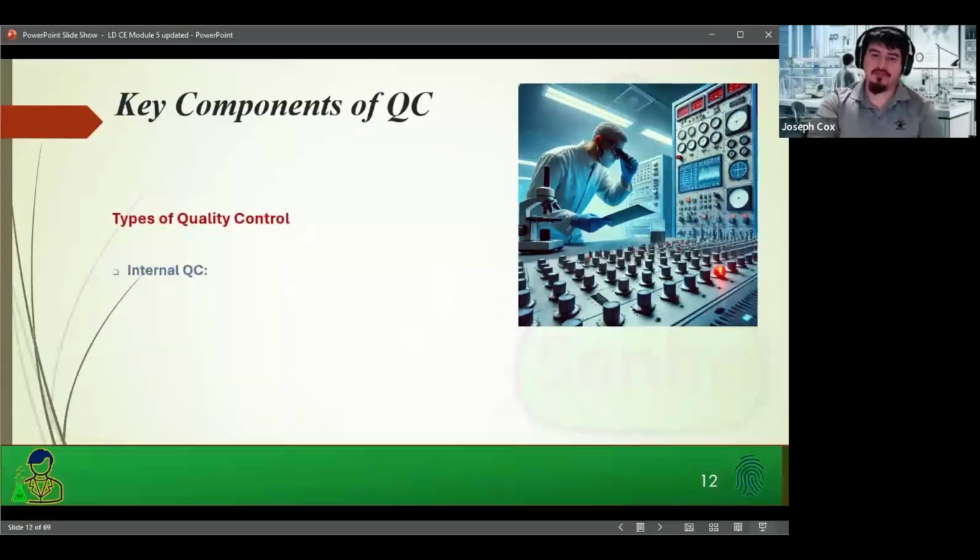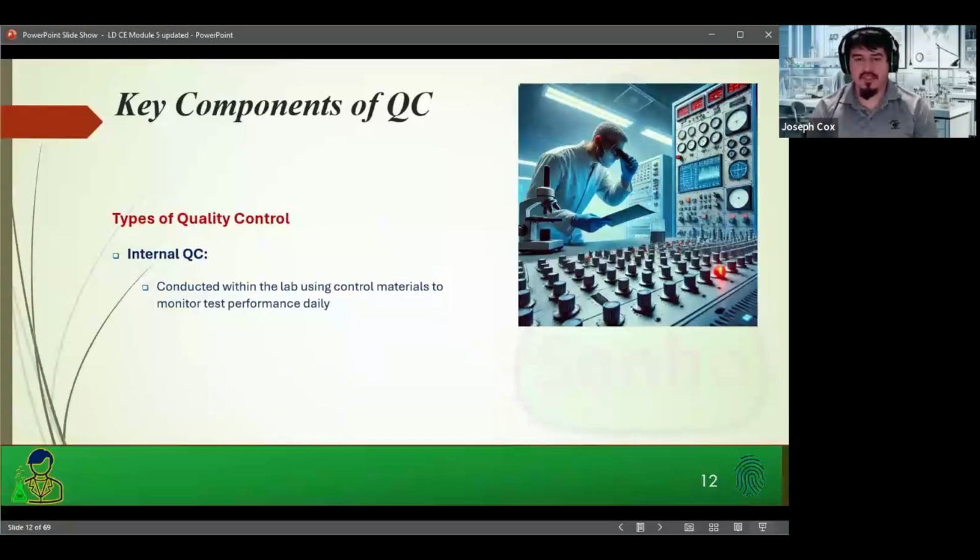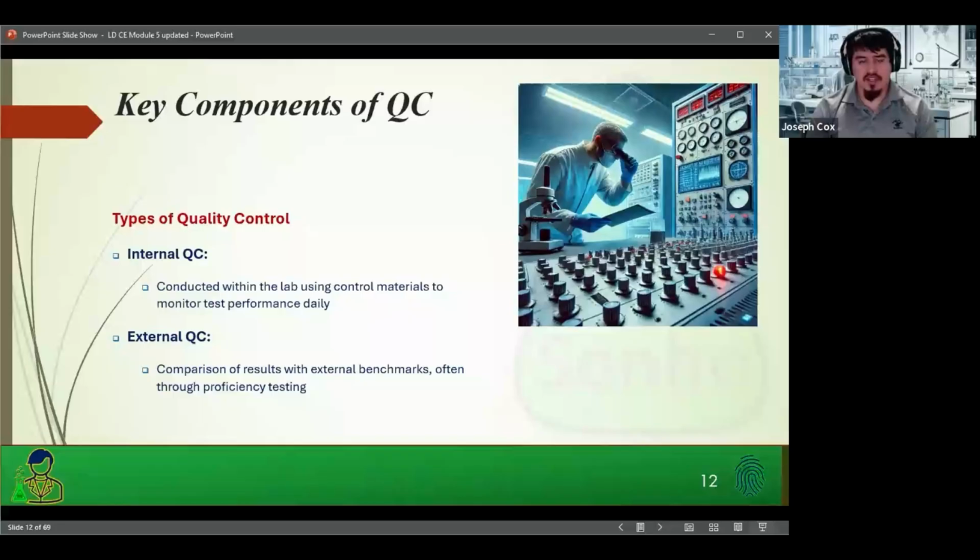Types of quality control. Internal QC. These are conducted within the lab using control materials to monitor test performances daily. Or external QC. This is often referred to as PT. It's comparison of results with external benchmarks, often through proficiency testing. So internal QC is something that you perform in-house, and external is something that's an evaluation from outside.